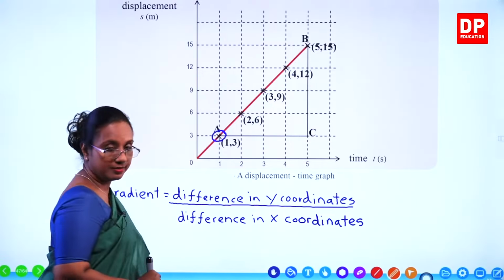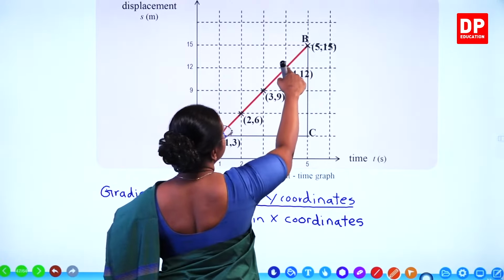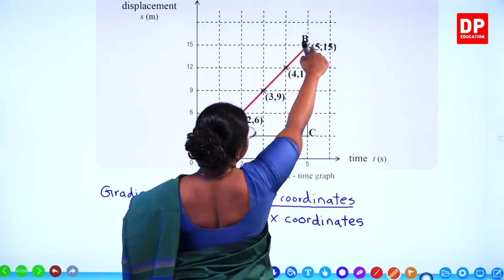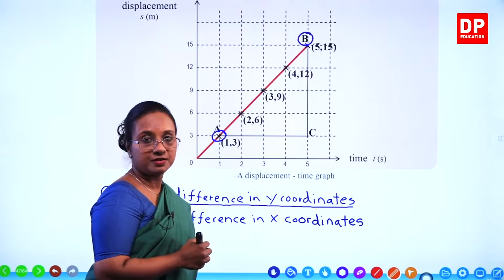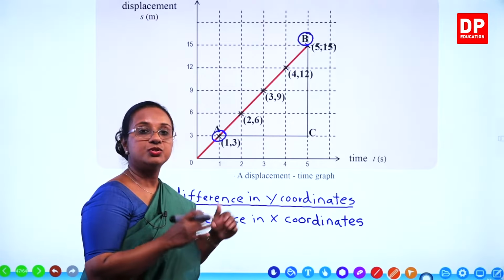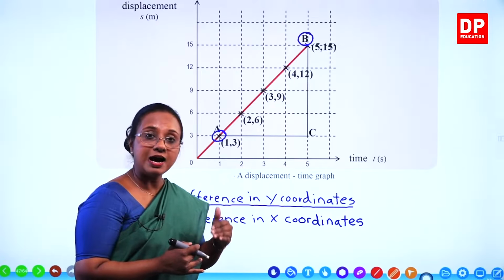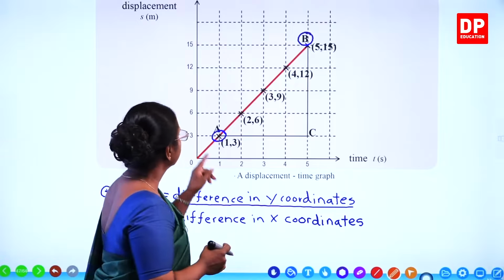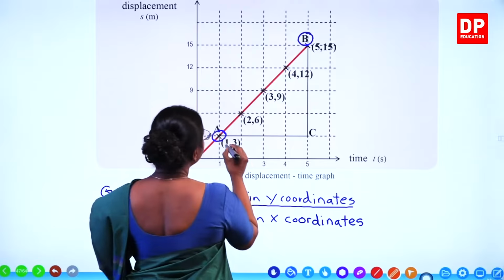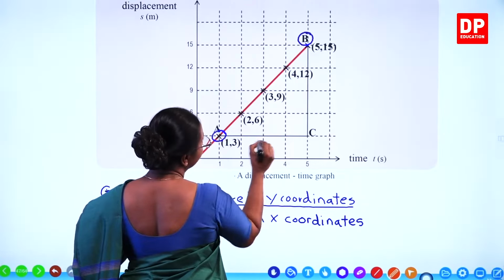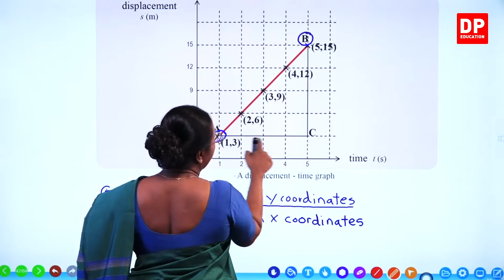x1, y3. And you can consider this point, this point, this point. But between this and the point B, there is a big difference. So we will always use two coordinates that are far apart so that they have a larger difference between them. So we take point A and point B. If we connect the two values to calculate the difference in y, it is 15 and 3.